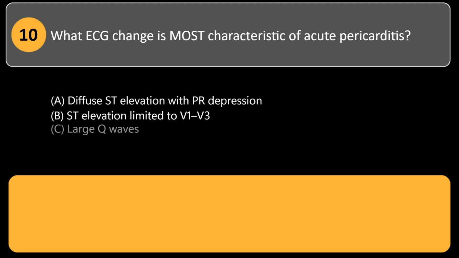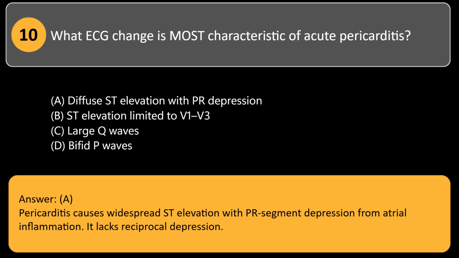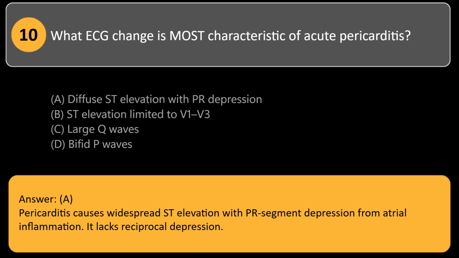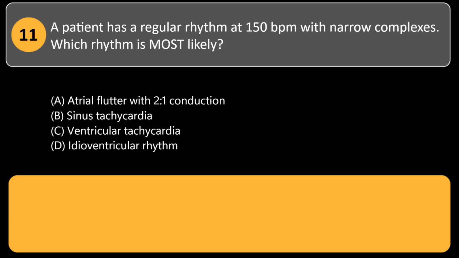What ECG change is most characteristic of acute pericarditis? A. Diffuse ST elevation with PR depression. B. ST elevation limited to V1, V3. C. Large Q waves. D. Bifid P waves. Answer A. Pericarditis causes widespread ST elevation with PR segment depression from atrial inflammation. It lacks reciprocal depression.